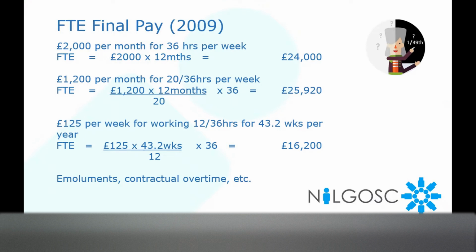£25,920. And the final example, you'll see a part-time employee earning £125 a week for working 12 hours over a 36-hour whole-time working week. So it's £125 times 43.2 times 36 over 12, which equals £16,200.